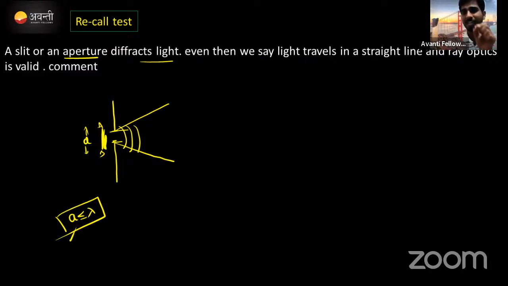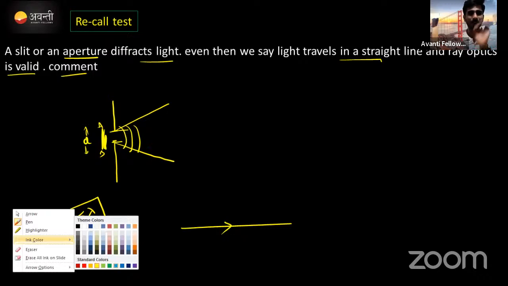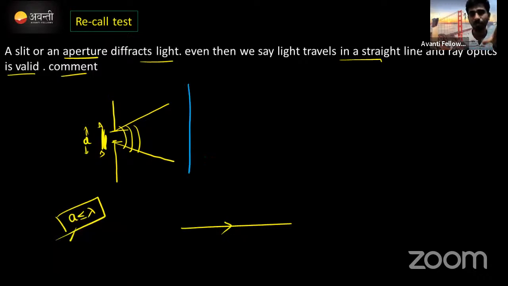Even then, we say light travels in a straight line and ray optics is valid. They are asking for a comment. What will you say for this? We know that light travels in a straight line, but here it is diverging also. In ray optics we say it is a straight line. How can we predict this as a straight line? This is the question. The answer is very simple, because diffraction is happening here. We explain the diffraction pattern with the help of Fresnel diffraction.